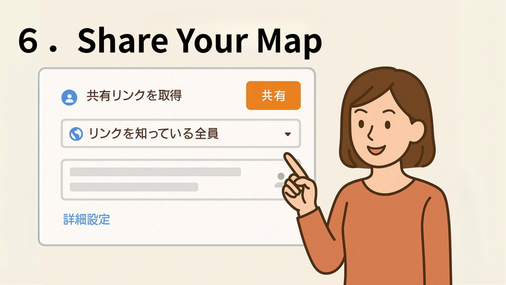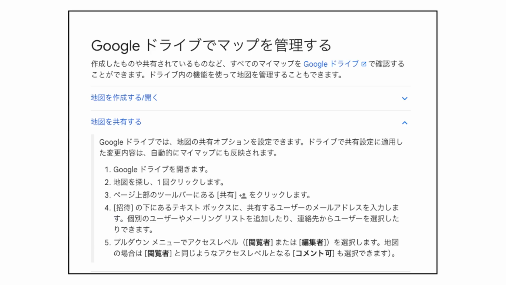Finally, here's how to share the My Map you created with others. Select Get Shareable Link and set it to Anyone with the link. Now, anyone who has the link will be able to view your map. Normally, you can also share your map directly from Google Maps on your computer. But the share icon didn't appear on my PC. So this time, I'll show you how to share your map using Google Drive instead.